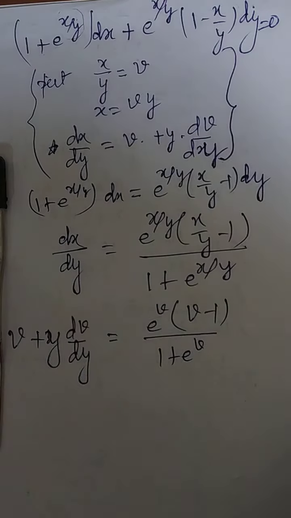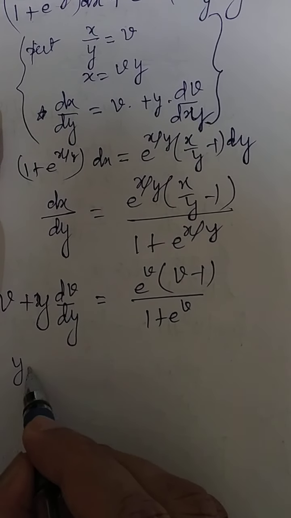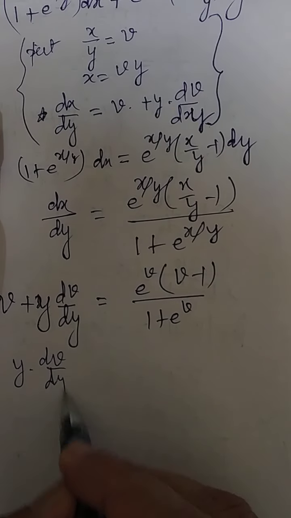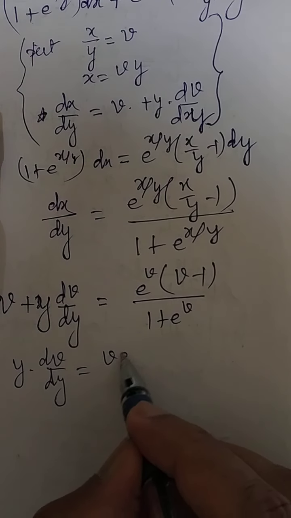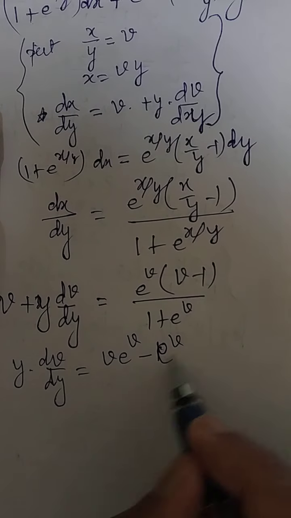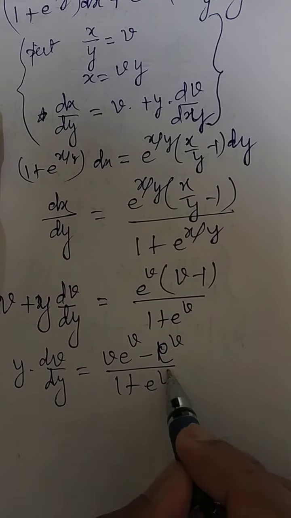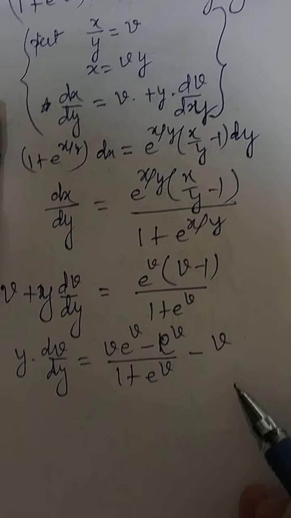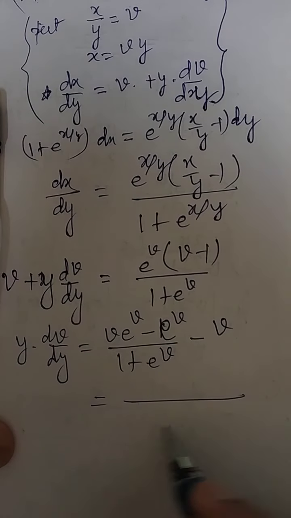Now v is to be shifted to the right side. Over here dv by dy will be equal to v e raised to power v minus 1. It is nothing but e raised to power v upon 1 plus e raised to power v. You can shift v to the right side. Take LCM. What will you get as the LCM?